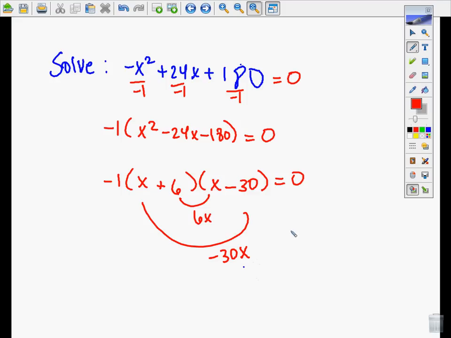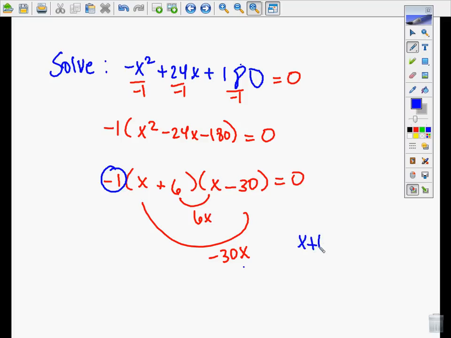Next step, I set each linear factor to 0. Now the negative 1 out here, I don't need it anymore. If they're asking you just to factor, then yes, this is part of your solution. But if they're asking you to solve, you can drop it off now because it's not a linear factor, it's just a number.